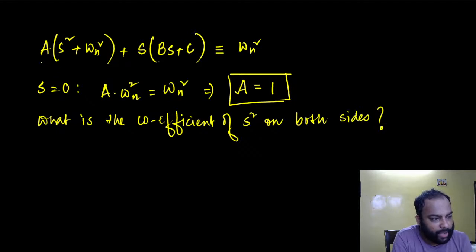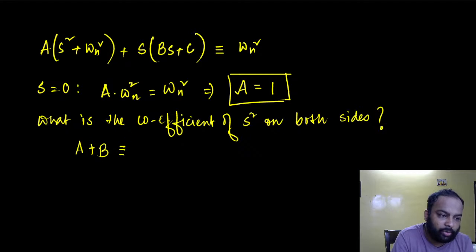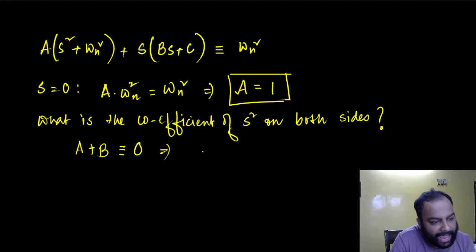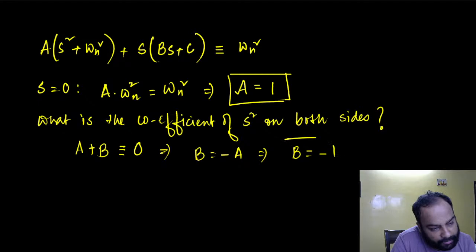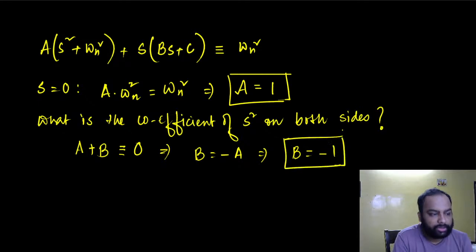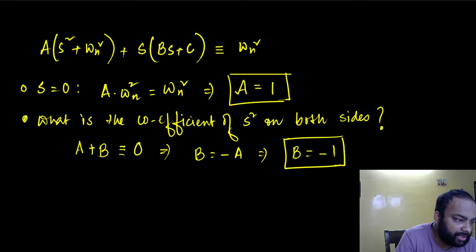So now look at this term. What is the coefficient of s square? That would be A. What is the coefficient of s square here? That would be B. So the total coefficient of s square would be A plus B. But on the right hand side, what is the coefficient of s square? That's 0, right? So with that, I see that B is equal to minus A, which tells me B is equal to minus 1, right? So with this we figured out this, with this we figured out this.